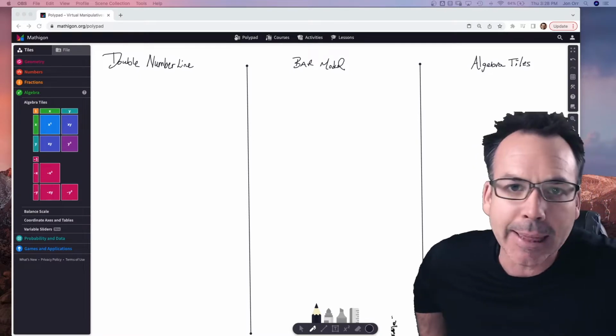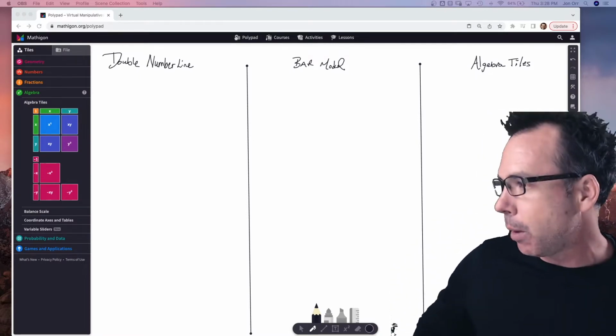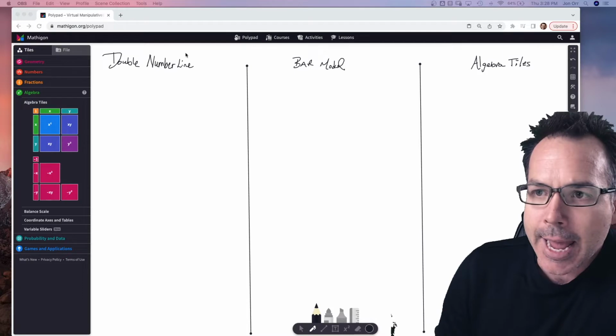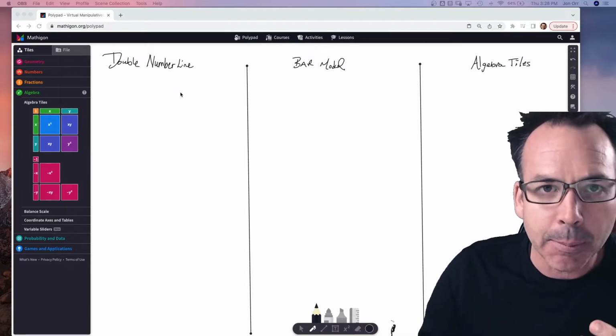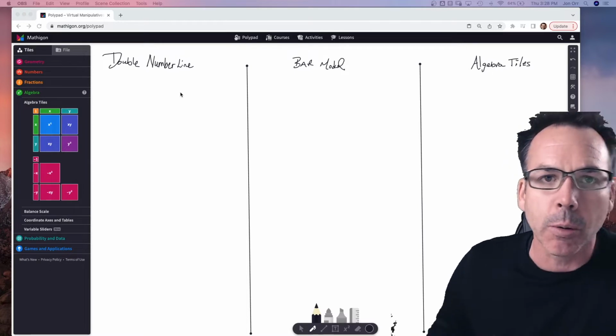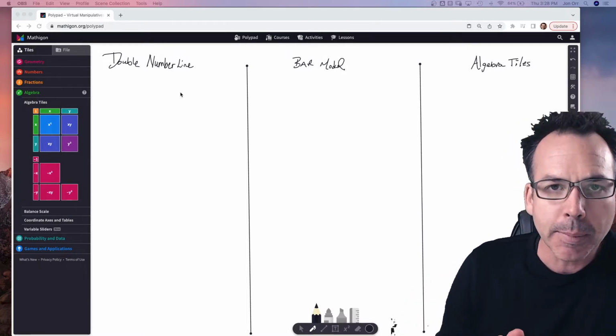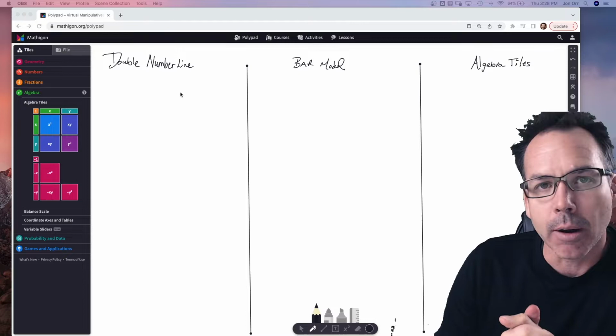So I've set up my Mathagon page here. I'm going to use it to model behind me. And the 3 models here I've outlined that we're going to talk about. I'm going to go through some examples, walk through them, what my students will do, what I get my students to think about while they are using each of these models.